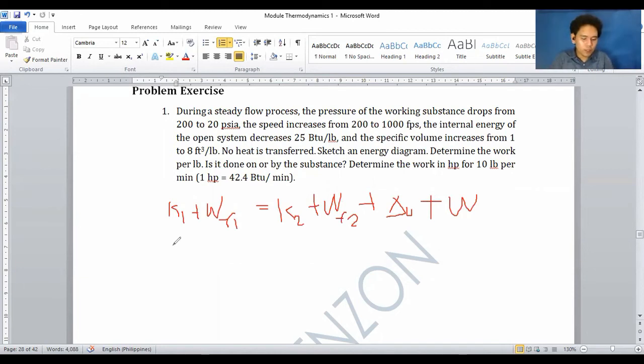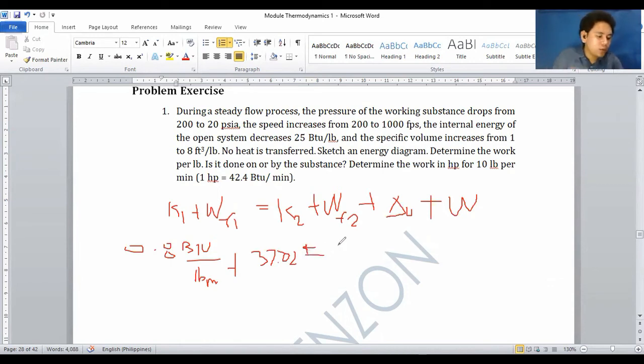Now, your K1 upon storing is equal to 0.8 BTU per pound mass, plus your work flow 1, 37.02. I will not write the unit. Equals K2 based on our stored value.